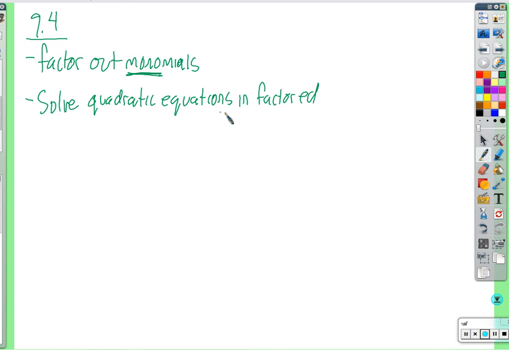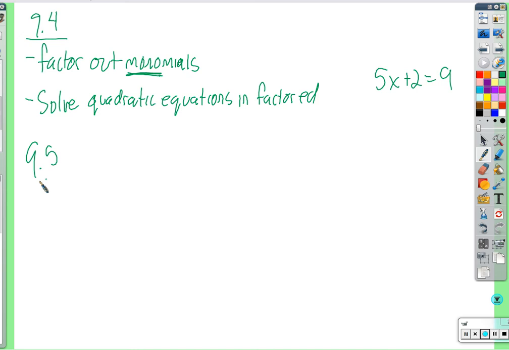Then we're going to be given quadratics that have already been factored in an equation. We're going to solve those quadratics. Solving a quadratic equation is different from solving a regular old equation, meaning a linear equation. Here's an example of a linear equation: 5x plus 2 equals 9. Solve that: subtract 2 on both sides, divide by 5. Solving a quadratic, you're going to use a different approach. You're not just going to start subtracting on both sides and dividing on both sides. So we'll start there.